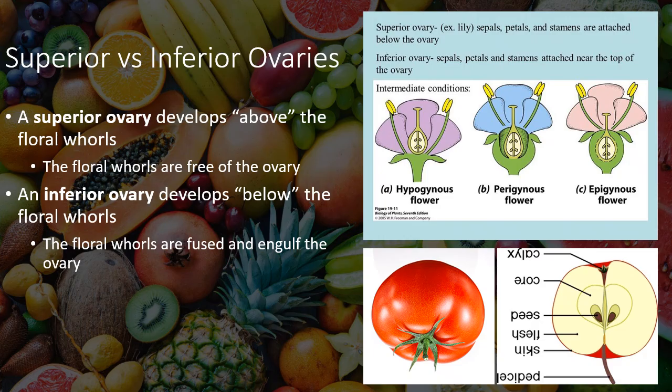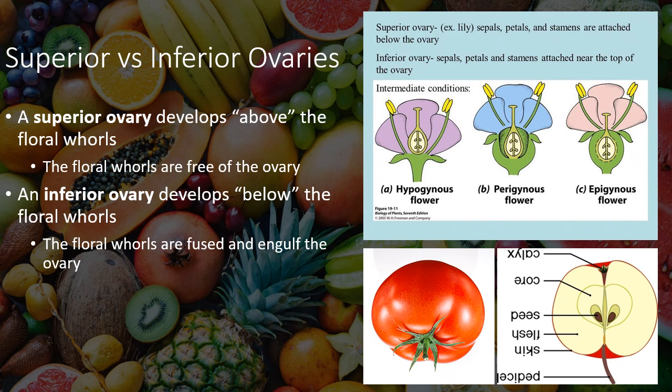When we talk about superior and inferior ovaries, the word superior, you can think about a superpower. That's a power that is above and beyond what a normal person could do, right? Whereas inferior, if you were to say that something is of inferior quality, maybe a loaf of bread, that would mean that it is of below normal quality. So superior really means above and inferior means below.